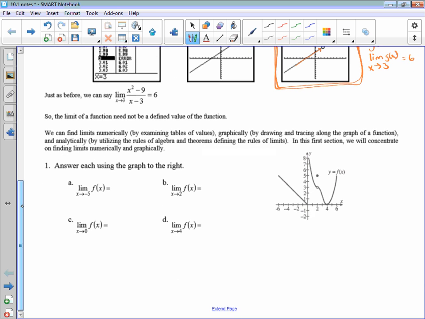Okay. So let's try a couple. Look at number 1 down here. I want you to try to do A, B, C, and D for me. So just looking at that graph, what are those limits? x equals 0. Okay, stop.